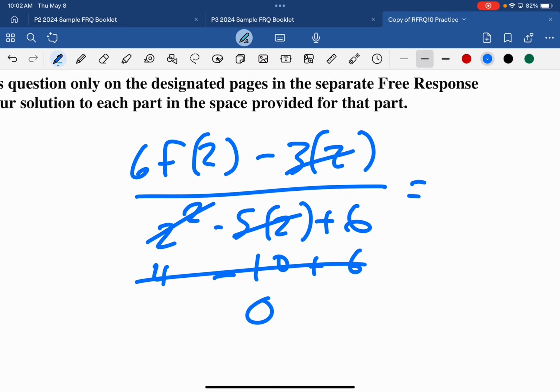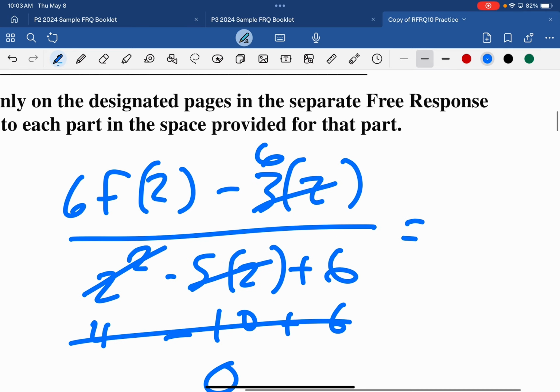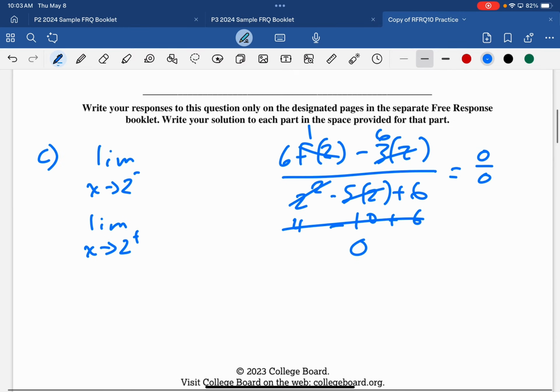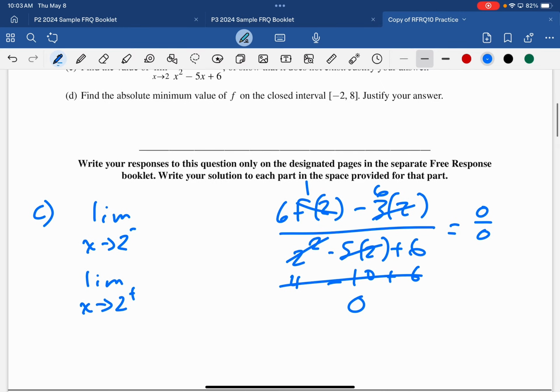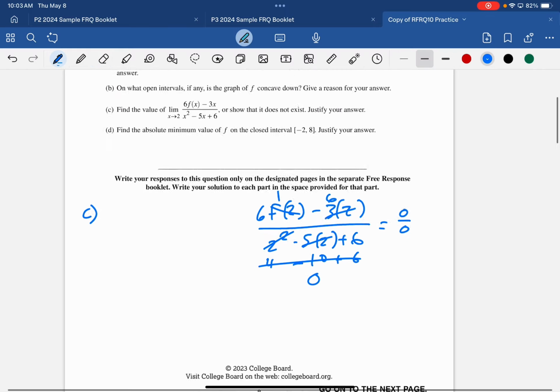But what do we get up top? Just curious. Because if the top is not 0, I can't L'Hopital this. Okay, so what is f of 2? 1. Oh, it's 1. So we get 6 minus 6, so we get 0 over 0. Therefore, he's sick. Let's take him to the hospital. All right, so I guess I don't need the one-side limits right now.